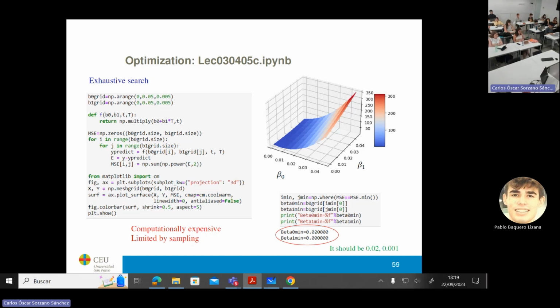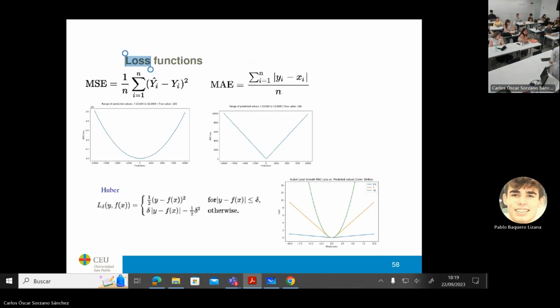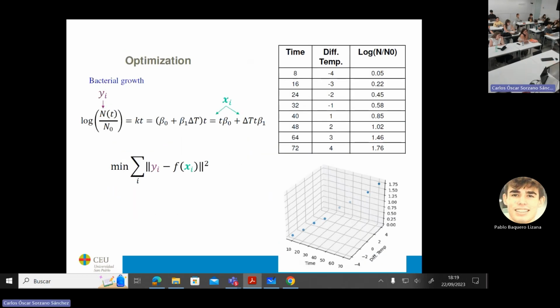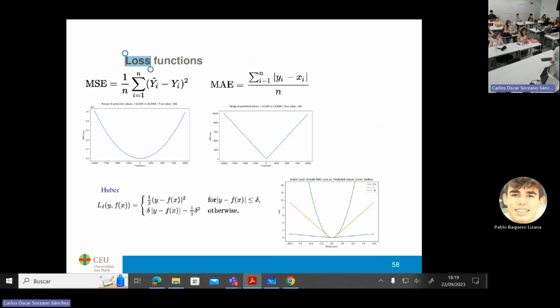Okay, so a possibility. I have to look for beta naught and beta 1. Something I can do is, I know that beta naught and beta 1 are somewhere in this range from 0 to 0.005. So I explore possible combinations. I compute the goal function, I compute this thing, I compute this one, and I keep the one that is minimum.